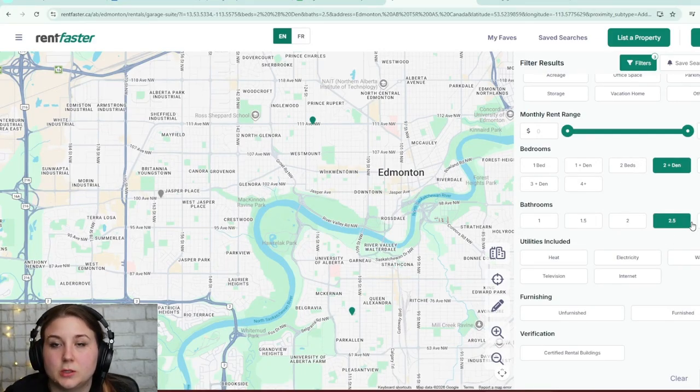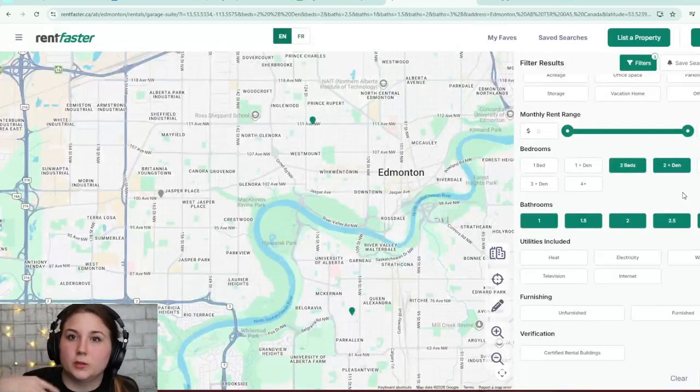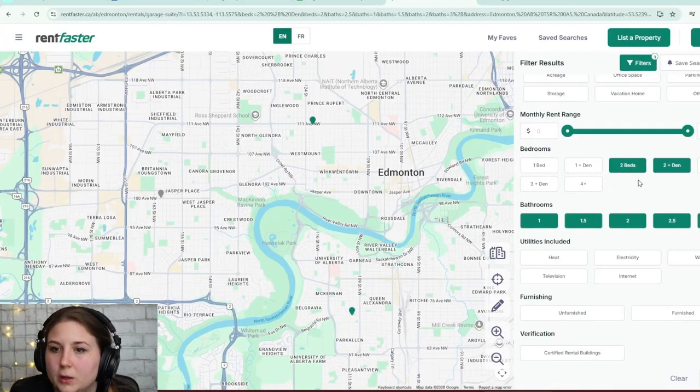Garage suites typically will fetch more than main floors, like if it's equal beds and baths, because with garage suites you don't share walls with anybody. It's kind of like your own structure. You just share kind of underneath you. Obviously cars will be parking, but you don't have any neighbors really.